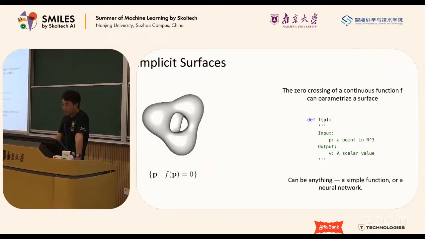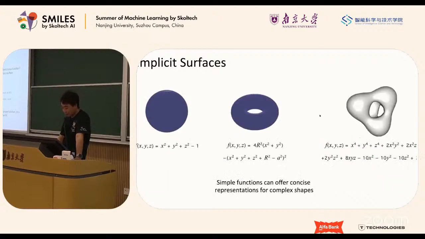An implicit surface is defined as a level set of a scalar function. Just now we mentioned the parametric surface, where we can use an explicit mathematical function to represent the surface, but in many cases we cannot explicitly define a function. So we can define an implicit surface: we define a function and we enforce that the zero level set should be the surface. Here are some examples of implicit surfaces.